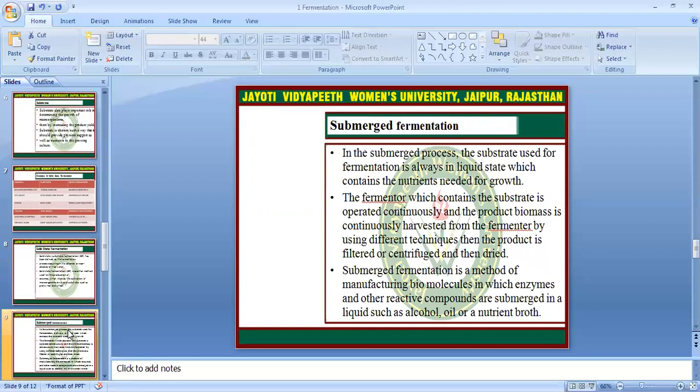Submerged fermentation. In the submerged process, the substrate used for fermentation is always in a liquid state, which contains the nutrients needed for growth. The fermenter which contains the substrate is operated continuously on the product. Biomass is continuously harvested from the fermenter, filtered by centrifugation, and then dried. Submerged fermentation is the method of manufacturing biomolecules in which enzymes and other reactive compounds are submerged in a liquid such as alcohol, oil, and nutrient broth.